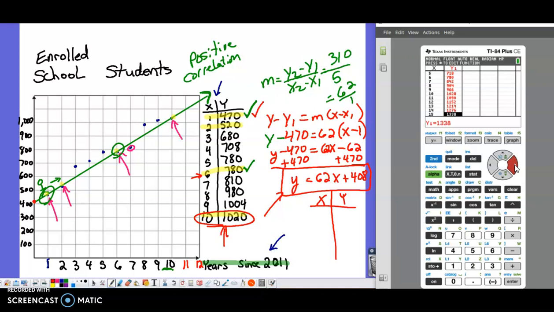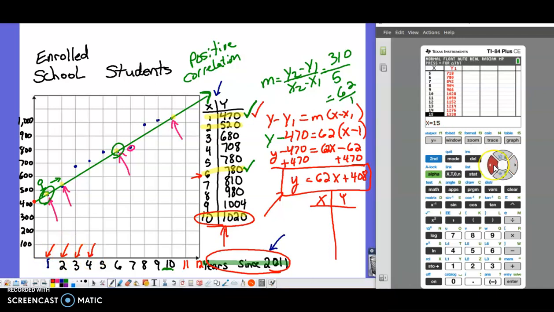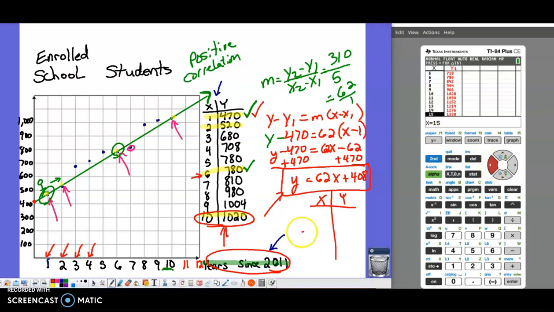Also, be careful, since it started in 2011, remember this is 2012, 2013, 2014, 2015. So when we talk about year 15, that's 15 years past 2011. So that's actually talking about the year 2026. So just keep that in mind. When I make a prediction about something, you pay attention to the key of the graph, because that's years since 2011. And that's scatter plots and best fit lines, and noticing if there's a positive correlation or a negative correlation.